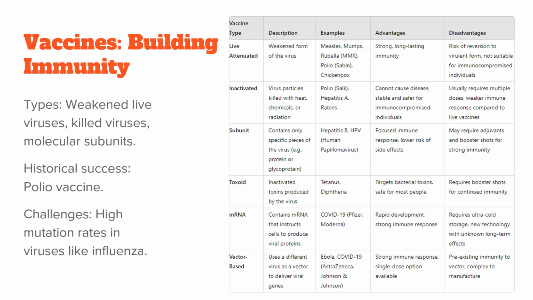Vaccines prepare the immune system by safely introducing it to part of a virus. Traditional vaccines use weakened or killed viruses. Newer vaccines use viral proteins or even genetic instructions like mRNA. Vaccines have eradicated smallpox and nearly eliminated polio. They remain our strongest tool against viral disease, even though some viruses, like influenza, mutate quickly, which requires regular updates to our vaccine strategy.